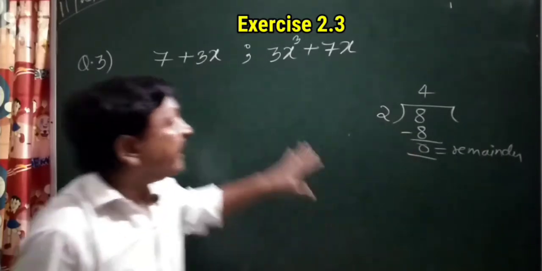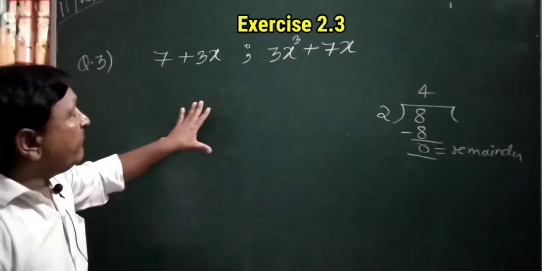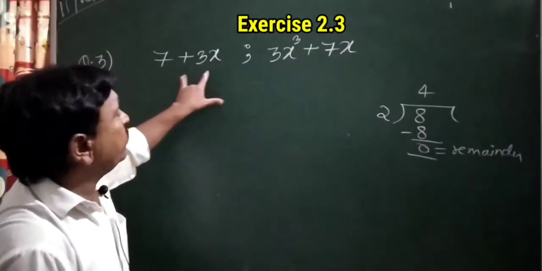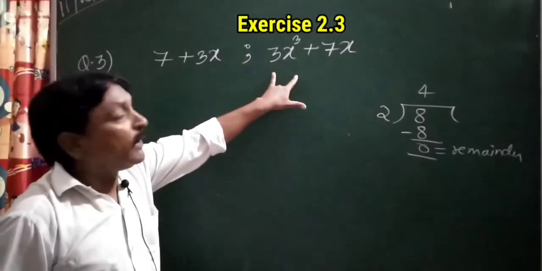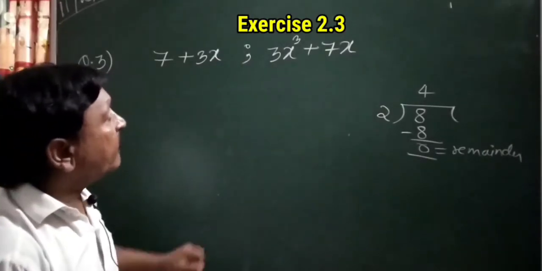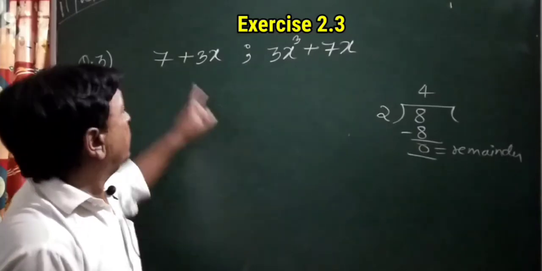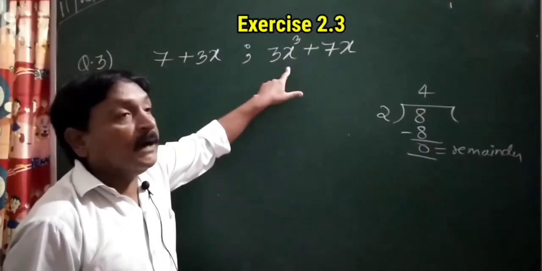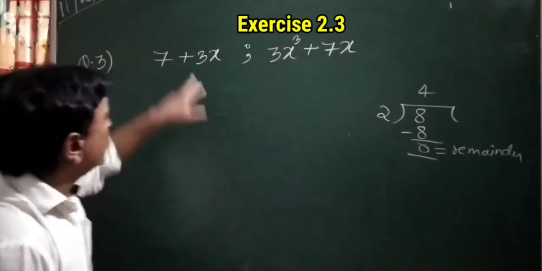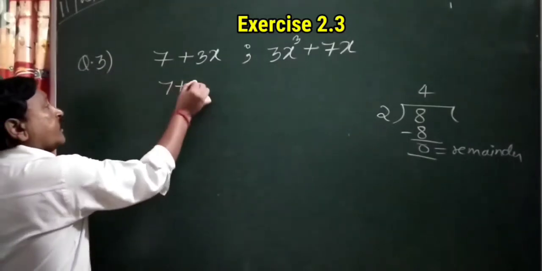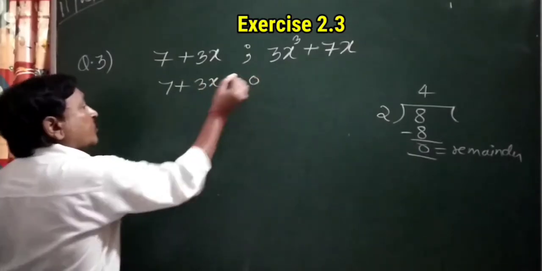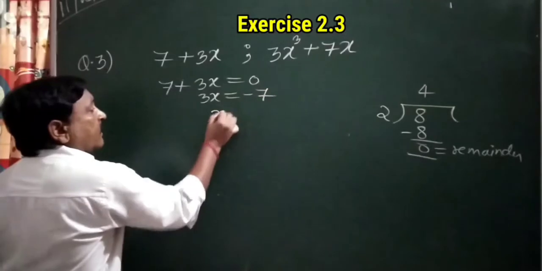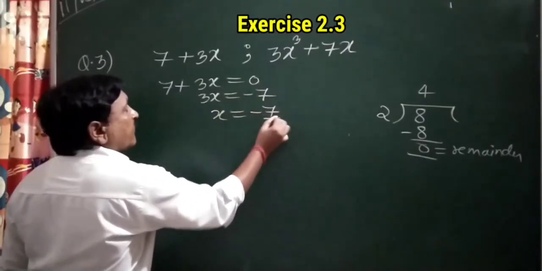In the same way, we have to solve this question. From this linear polynomial, we have to find out the value of x and substitute it in this polynomial of higher degree. And if the remainder comes 0, then 7 plus 3x will be a factor of this, otherwise it will not be a factor. Understood? So first of all, find the value. 7 plus 3x equals 0, 3x equals minus 7, x equals minus 7 upon 3.